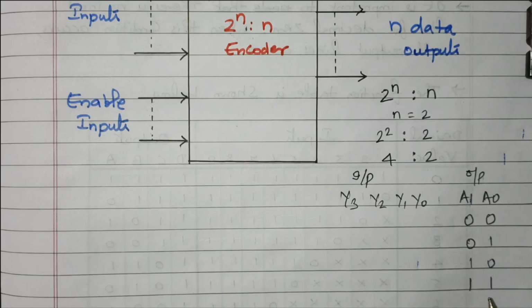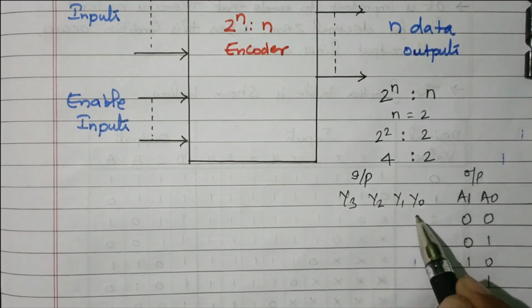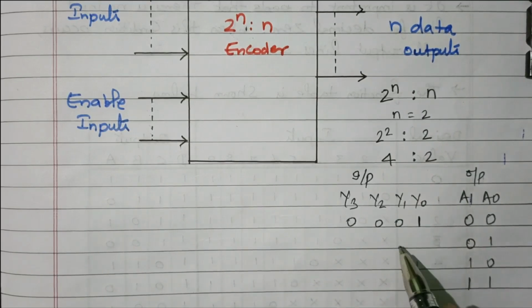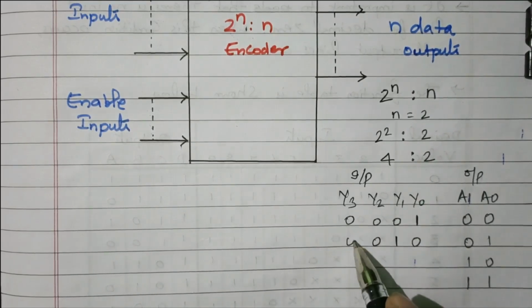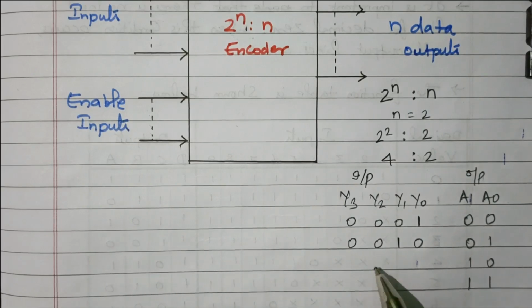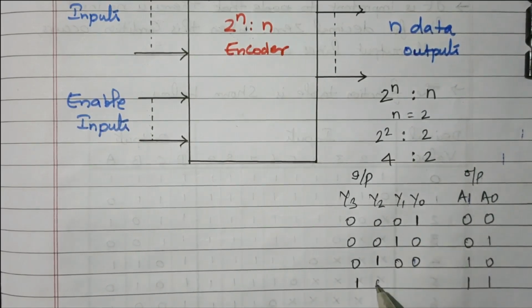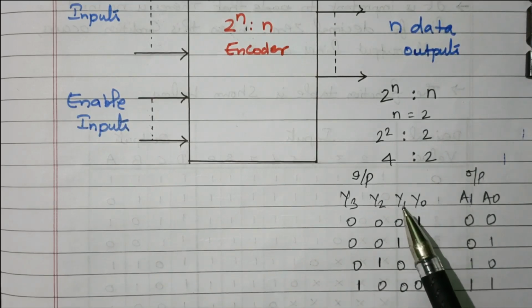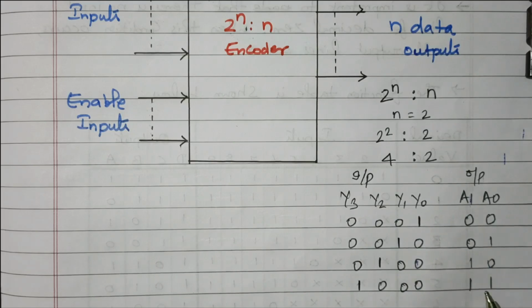Now we'll see how we are getting these 4 possible outputs. For the first case, if y0 is 1 and other digits are 0, then we'll get 0 0 as the output. If y1 is 1, other digits are 0, then we'll get the next possible output 0 1. If y2 is 1, other digits are 0, we'll get the next possible 1 0. If y3 is 1, other digits are 0, then we'll get the fourth possible output 1 1. So the values of y0, y1, y2, y3 will decide the 4 different possible outputs. y0 is 1, other terms 0 means 0 0. y1 is 1, other terms 0 means 0 1. y2 is 1, other terms 0 means 1 0. y3 is 1, other terms 0 means 1 1.